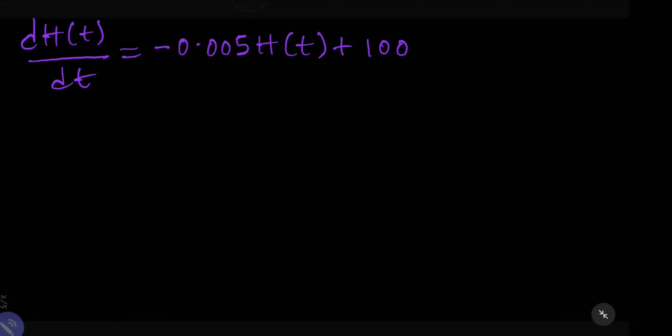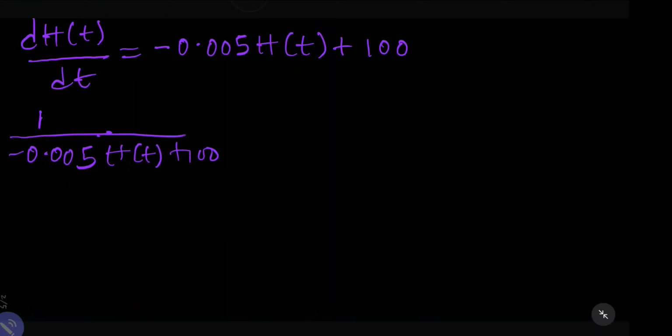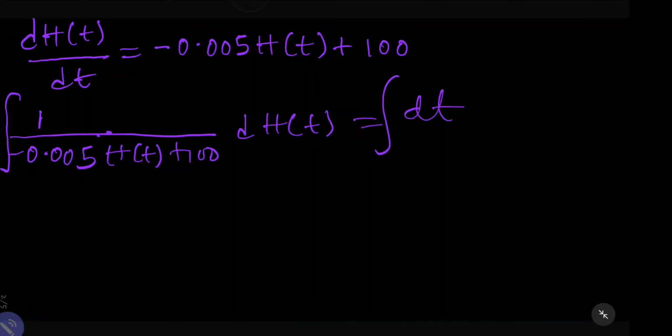So furthermore, we can see that this looks like something we can integrate by simply putting like terms together, and we do that by moving everything at the right hand side to the left hand side, and this would give us 1 over minus 0.005 h of t plus 100 dh of t equals dt. So clearly we can integrate now. So integrating this, we can integrate this left hand side using our u substitution.